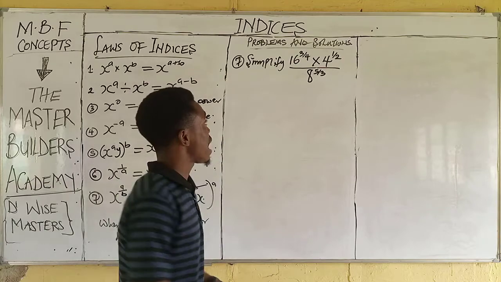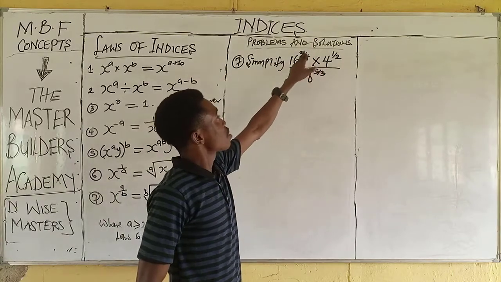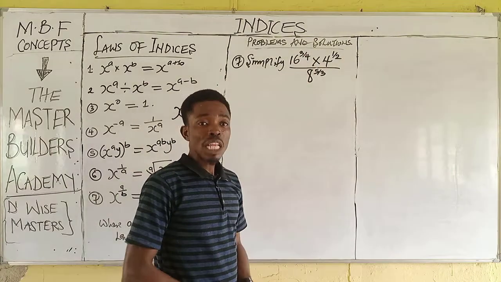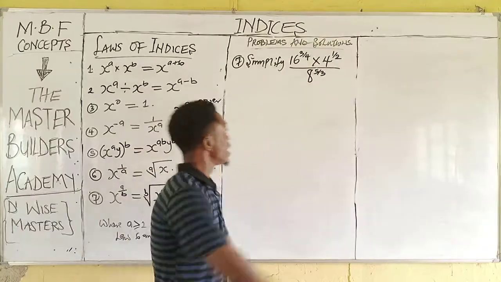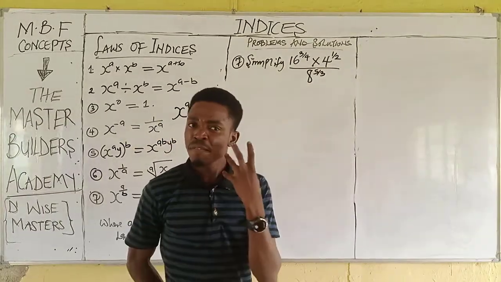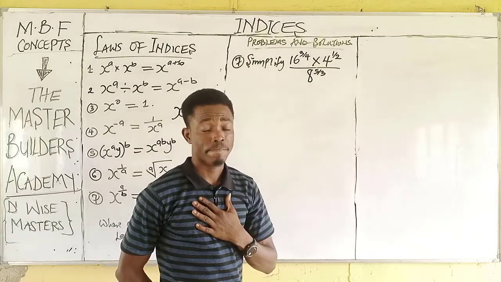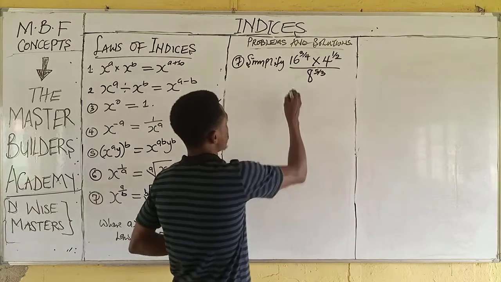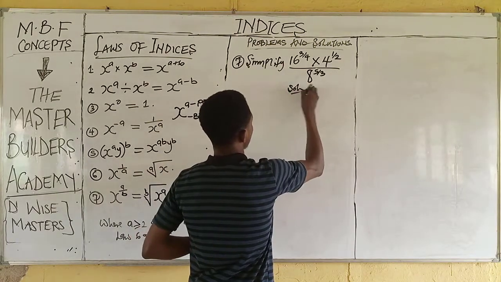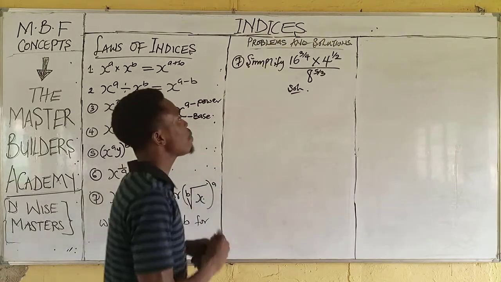We are asked to simplify 16 raised to the power 3 over 4 multiplied by 4 raised to the power 1 over 2, all over 8 raised to the power 5 over 3. Guys, this is very, very simple. All we need to do is hold down our solution and identify the laws that are applicable here.